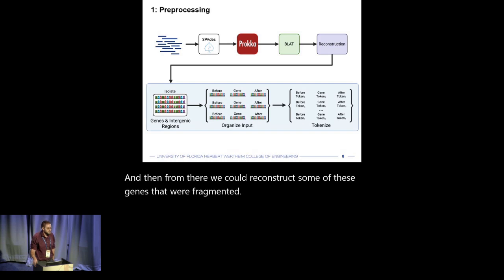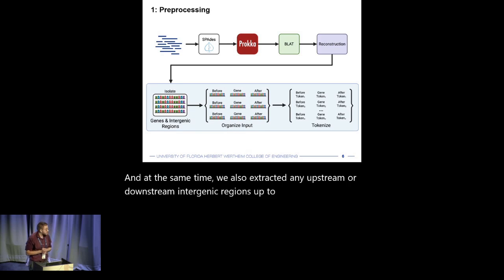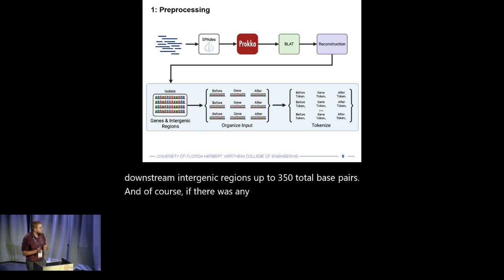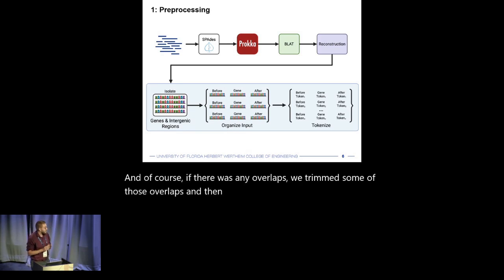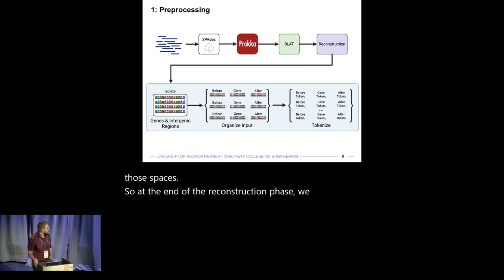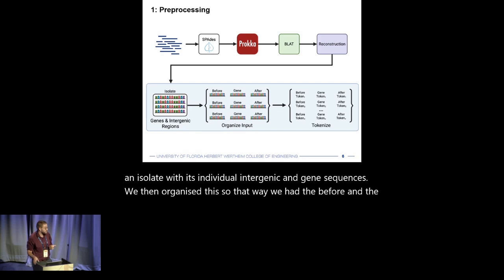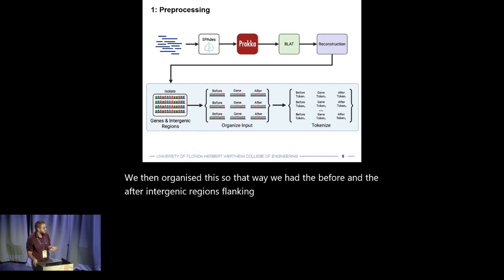At the same time, we also extracted any upstream or downstream intergenic regions, up to 350 total base pairs. If there were any overlaps, we trimmed them, and for any gaps between different portions of the fragmented genes, we added Ns to help fill those spaces. At the end of the reconstruction phase, we had essentially an isolate with its individual intergenic and gene sequences. We then organized this so that we had the before and the after intergenic regions flanking the respective gene.